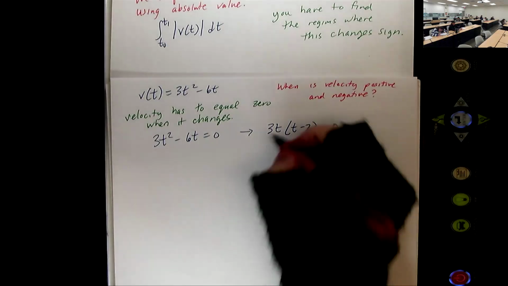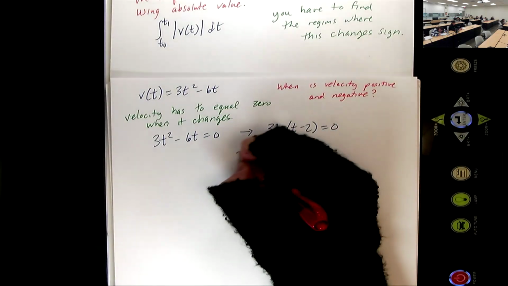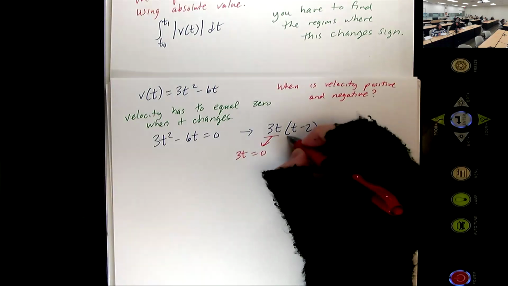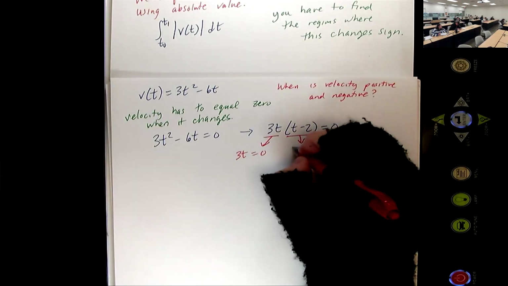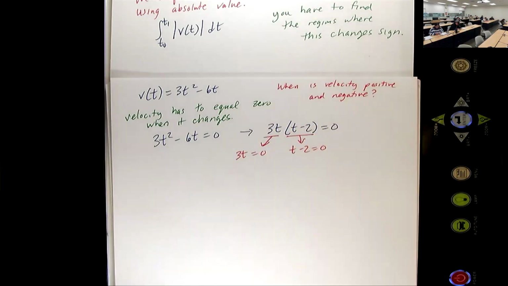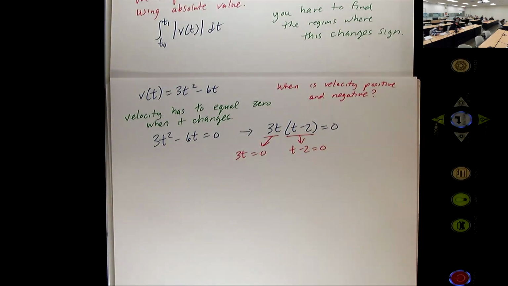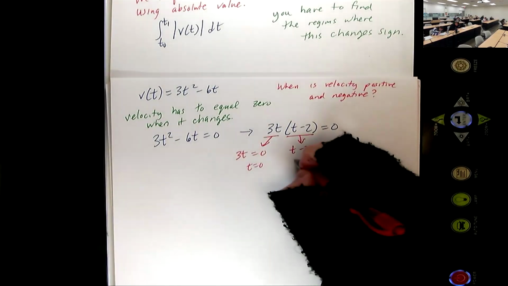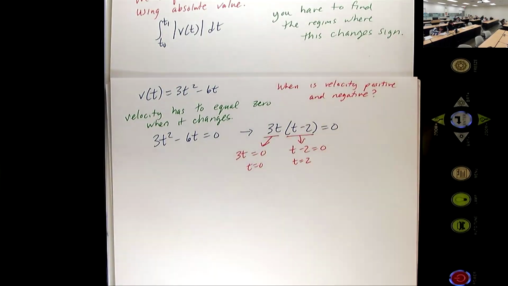The ones on the left equal to 0. We set both equal to 0. A lot of times people forget it. If there's no parentheses, they leave the 3t alone, but we gotta set them both equal to 0. And we get t equals 0 on this one, and we get t equals 2 on this one.